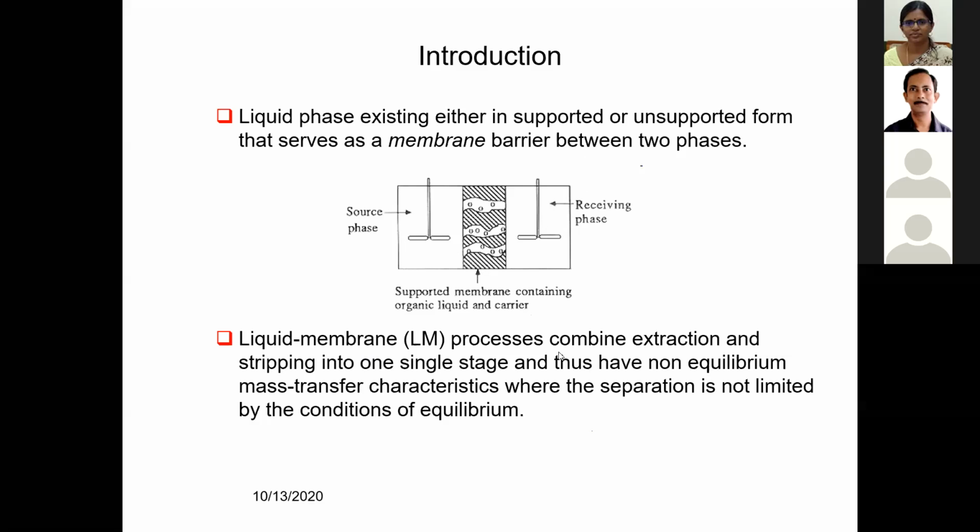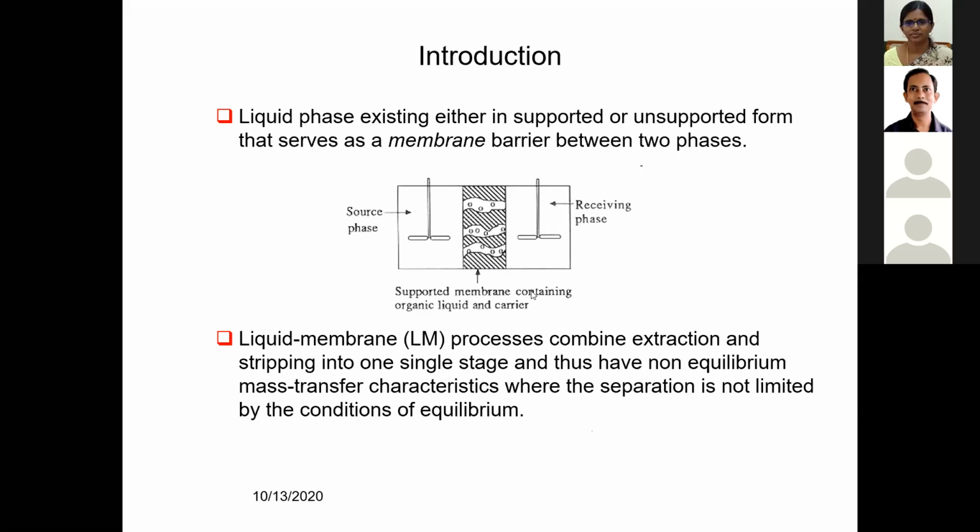So the liquid membrane process combines the extraction and the stripping into a single stage, and thus has non-equilibrium mass transfer characteristics, where the separation is not limited by the conditions of equilibrium, because it is like reactive extraction. Whatever material we keep here will react and then back-react and be separated. That is the non-equilibrium mass transfer characteristic, which lets you completely remove, completely extract the material.